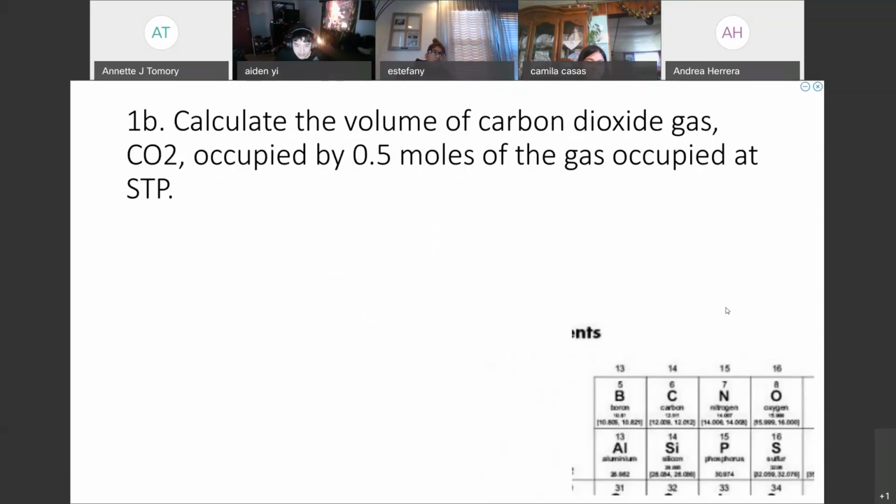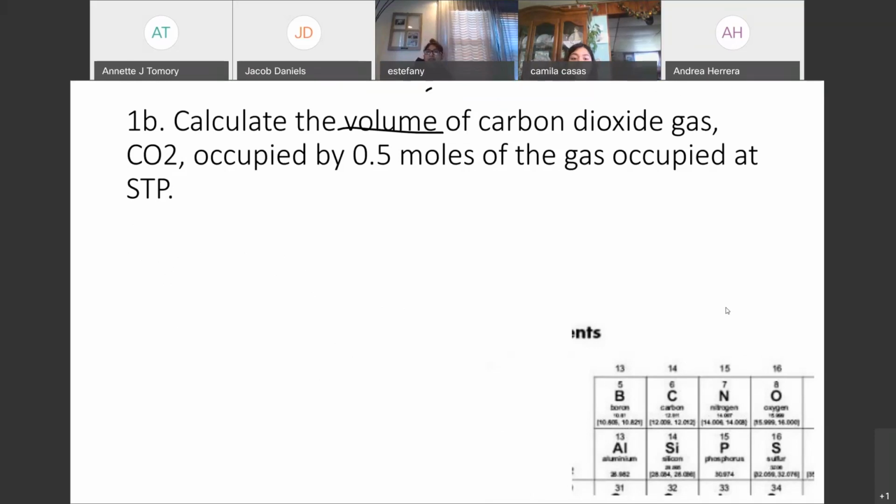All right, so this is part B of that question. Calculate the volume. We're looking at volume again. What number goes with volume? 22.4 again. Of carbon dioxide occupies 0.5 moles. So am I going to put 22.4 on the top, or am I going to put 0.5 on the top? Which one goes over 1? 0.5 is correct because that's the number in the question itself.